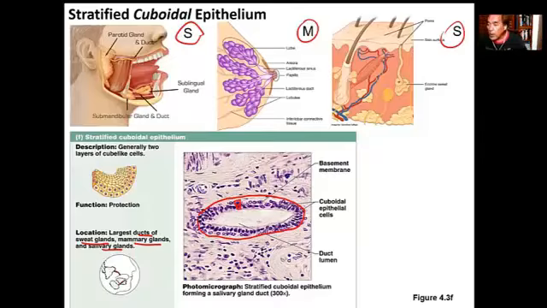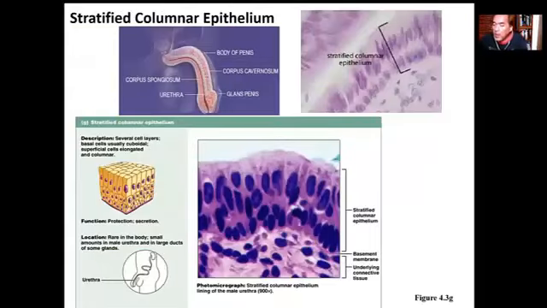And then the next one, since we did cuboidal, we're going to do stratified columnar. But stratified columnar is actually rare. The place where you see stratified columnar epithelium is the lining of the male urethra, which is where the urine passes through in the genital organ of a male. It's lined by stratified columnar.